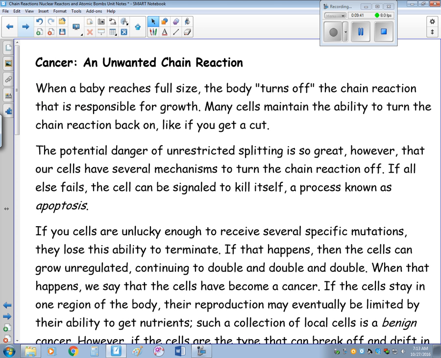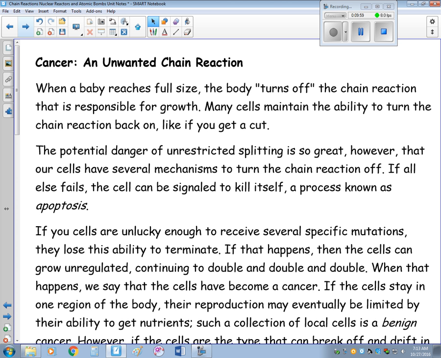An unwanted chain reaction can be cancer. So when a baby reaches full size, the body then turns off that chain reaction. That usually happens after puberty. Many of the cells maintain the ability to turn the chain reaction back on.